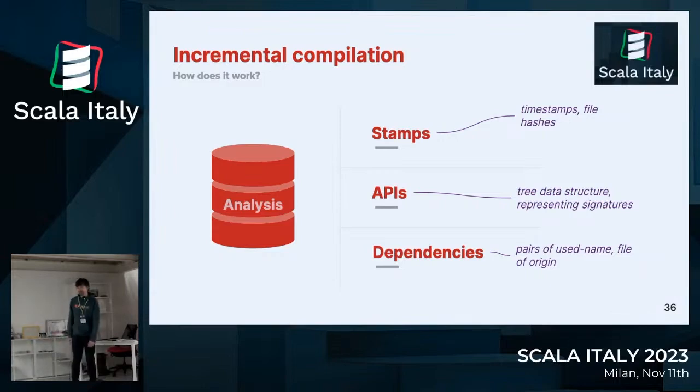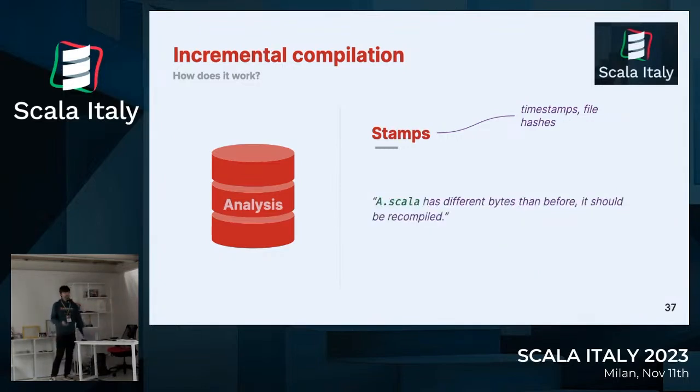So what's inside this analysis? Basically, we have timestamps and hashes. These are used to say which files have changed. We don't know what changed about them, just that they changed, that they were updated at some point. Then we have the APIs, which is a simplified data structure that kind of represents the Scala type system, but it's just dumb. It's just trees. It doesn't really have any semantic information. Then we have the dependencies, which is like just saying this class used this name somewhere. So we'll have a look at that.